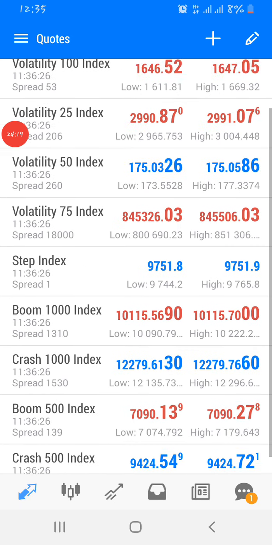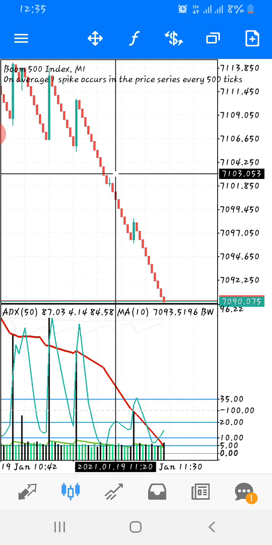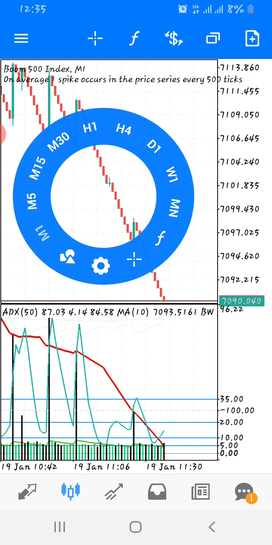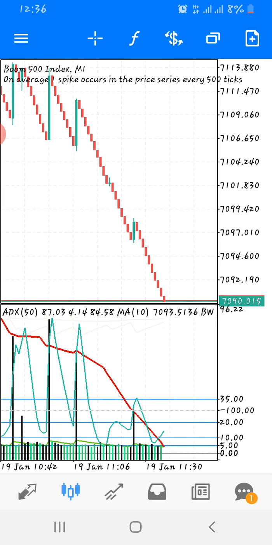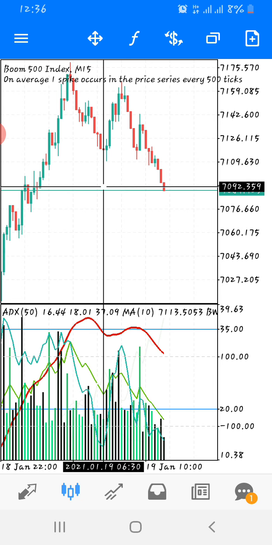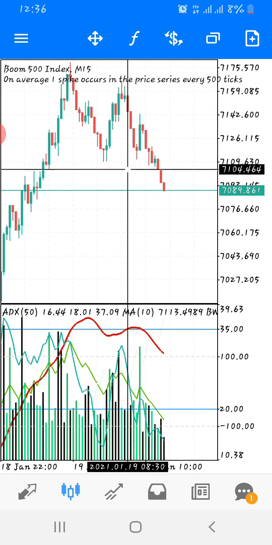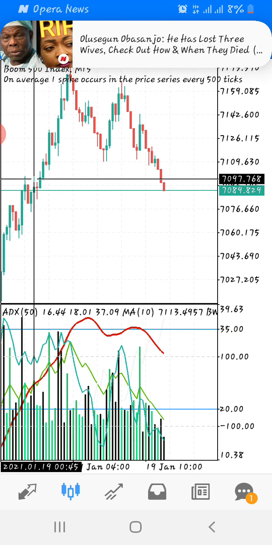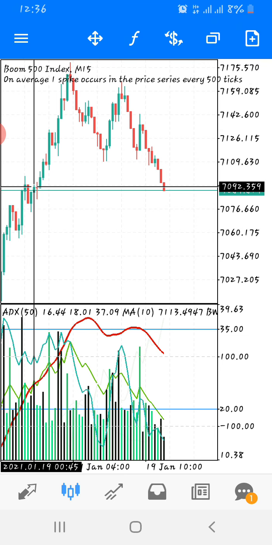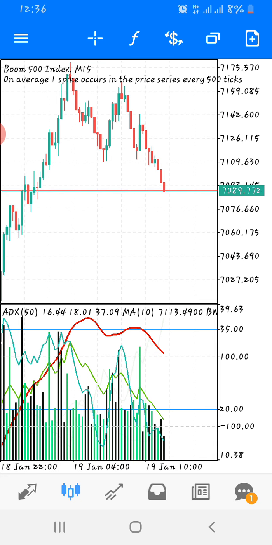I just want to quickly show you something on the Boom 500. Okay, Boom 500 got this baby spike that time, then it got another spike, it crossed below again, and then we are expecting another spike because look, we're expecting another spike. This is a support. At this support that it broke through, it's going to spike. It's going to spike here. Watch out. It's going to spike.